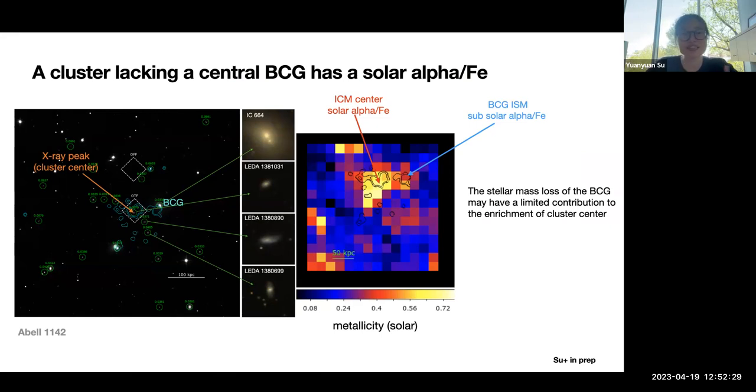the X-ray peak have been dissociated due to the recent merger. And in this cluster, we found that the X-ray peak has the solar abundance ratio, but the BCG itself, its ISM, has a subsolar abundance ratio. So this study kind of tells us maybe the contribution of the BCG to the cluster center may be limited.